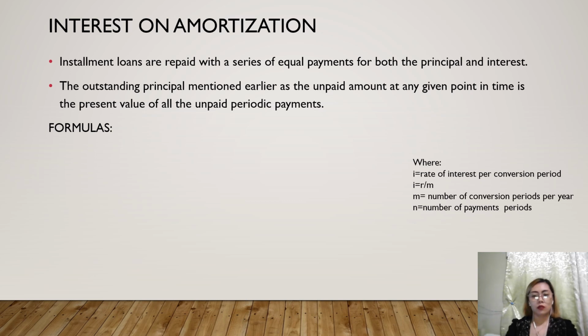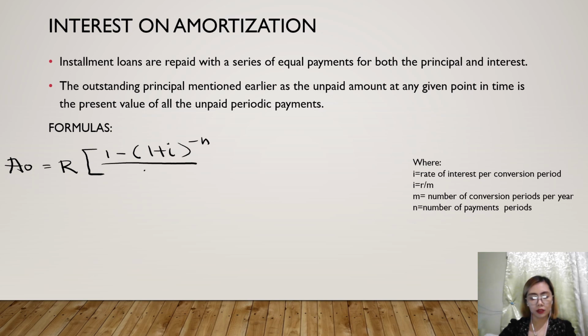So, we are given here two different formulas for present value and the periodic payment. So, yung formula natin for the present value is A sub O is equal to R quantity 1 minus quantity 1 plus I raised to negative N all over I. Okay. So, this is for present value. Pag ang pinapahanap sa atin is magkano yung niloan or magkano yung in-invest or magkano yung ni-borrow natin na pera.